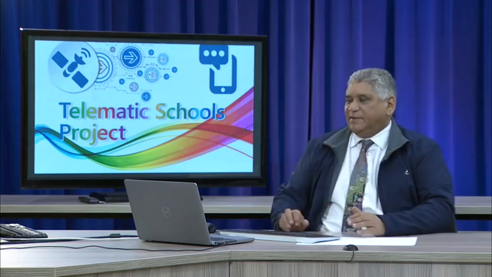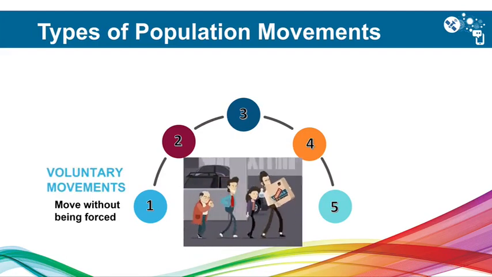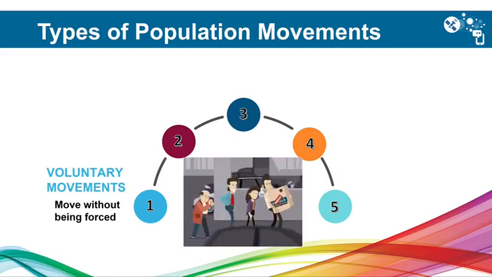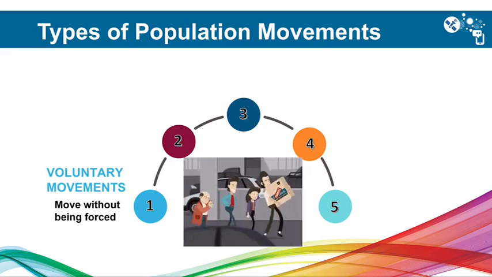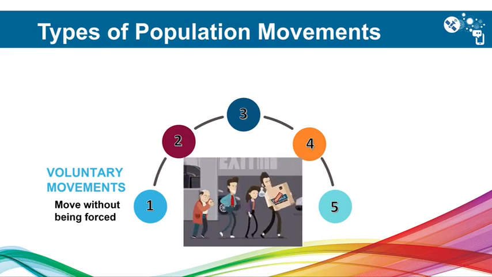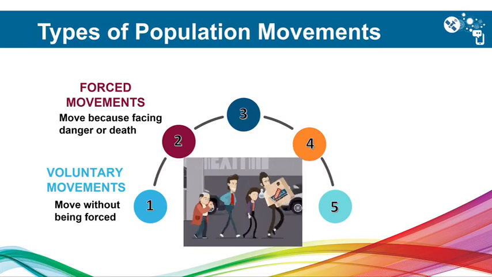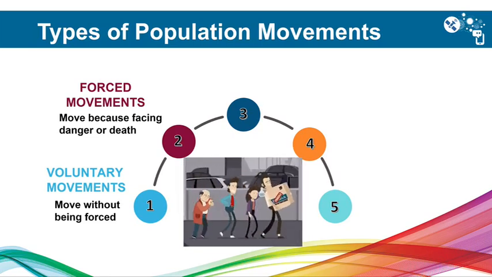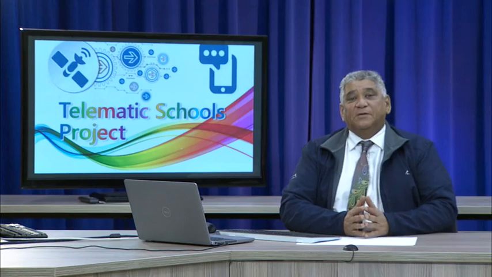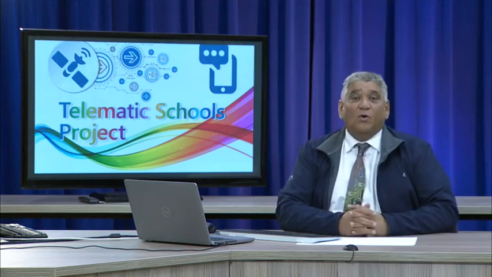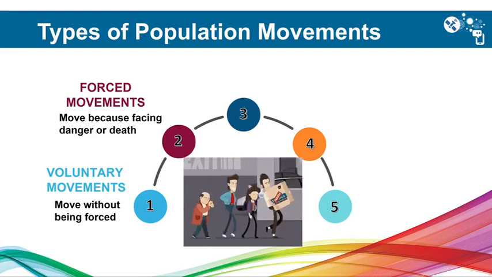But let's have a look at the types of population movement. Now, the first type of population movement would be a voluntary movement. That is when you move without being forced to move. You want to move because you want to, not because you must. Then it's called a voluntary movement. Then you have your forced movement. Of course, that is when you are facing danger or death. And I've already shown you the example of the Ukraine war going on at the moment, how people are moving because they are facing danger or death.